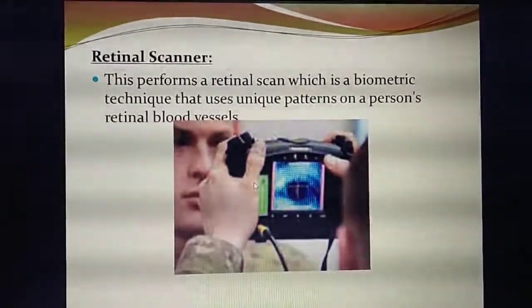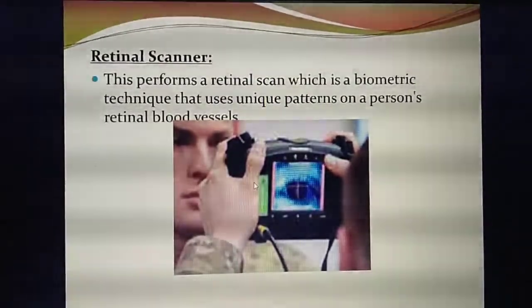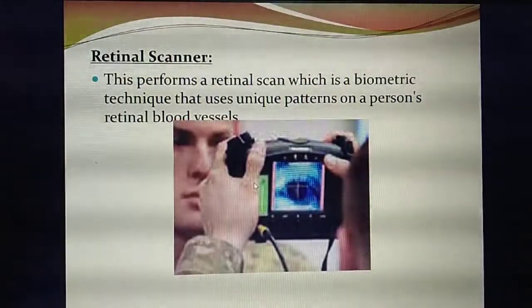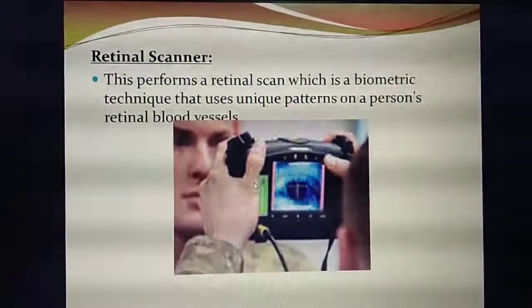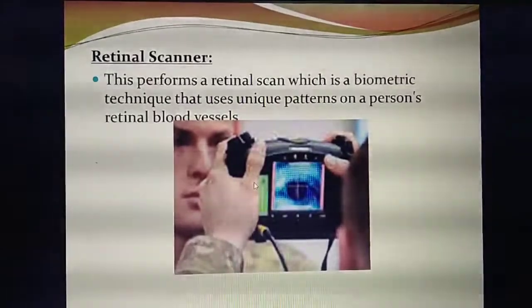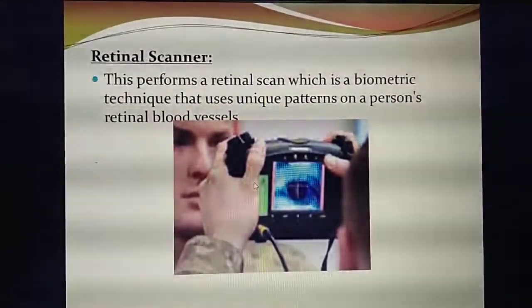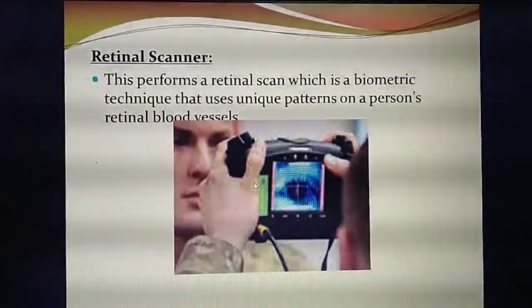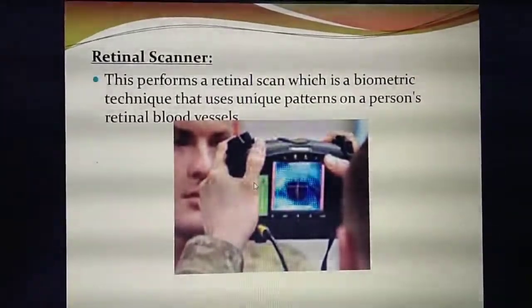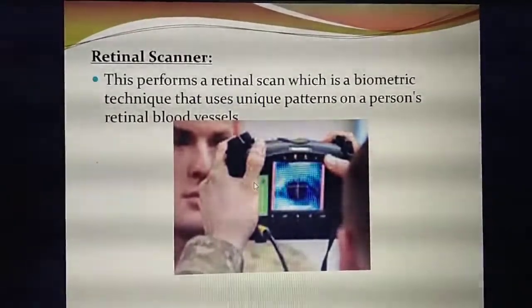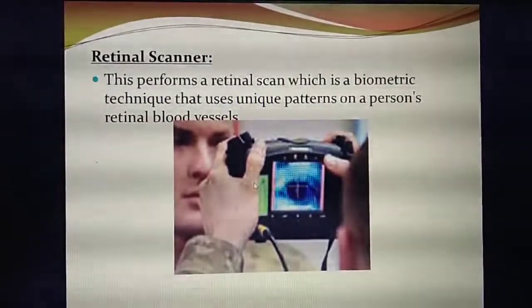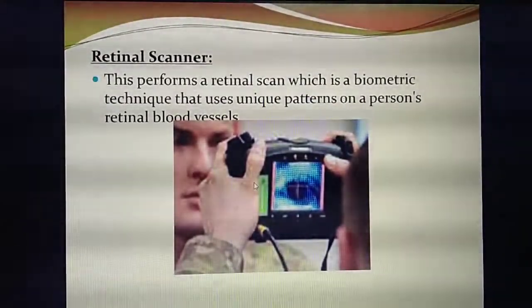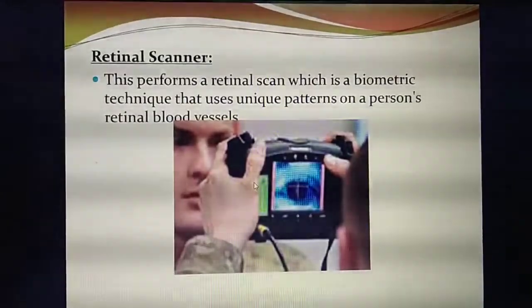The retinal scanner is used to scan the retinal part of our eyes. That means it scans the blood vessels present inside the retina of the person's eye, and mainly it is used for the biometric technique. So for Aadhaar card purposes they scan our fingerprint as well as retina. Understand what the use of the retinal scanner is? Mainly it is used for the biometric technique. Understand?